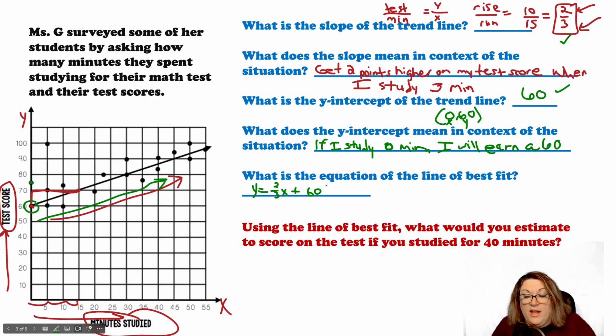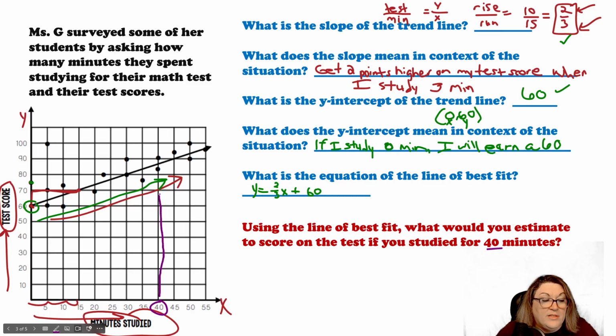Using the line of best fit, what would you estimate to score on the test if you studied for 40 minutes? Well, this is actually on the line. Let's change colors again so we can do this in a different color. If I go to 40 minutes, I'm going down here to the x-axis where the minutes are. And I'm going to 40 right here. I'm going to follow it up to my line.